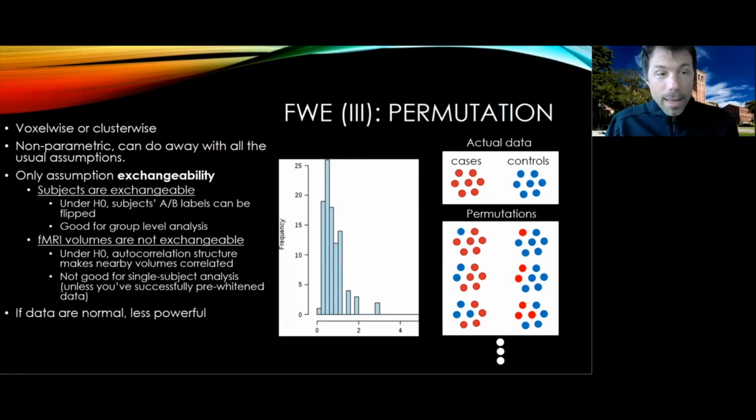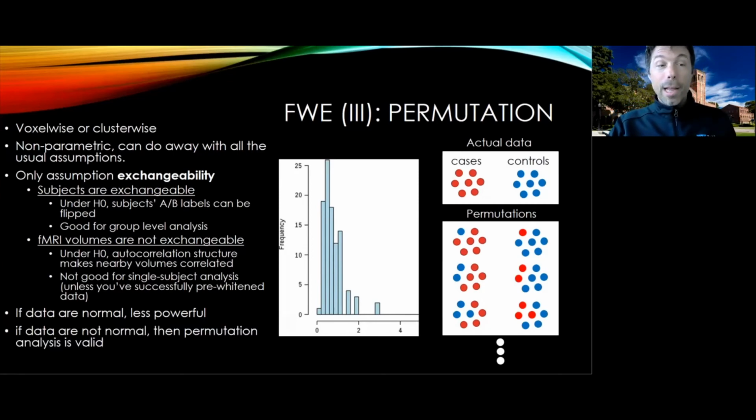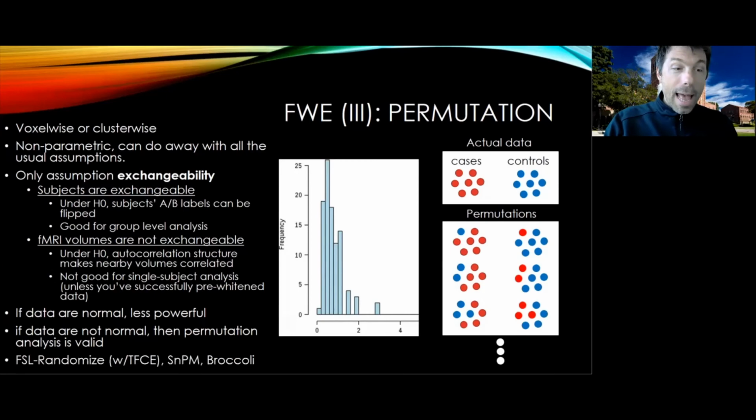Finally, if the data are normal, then the analysis overall is less powerful than if you're doing a parametric approach. However, if the data are not normal, then your permutation analysis at least is valid. And as I said earlier, there are a number of different tools that will allow you to do this exact analysis.